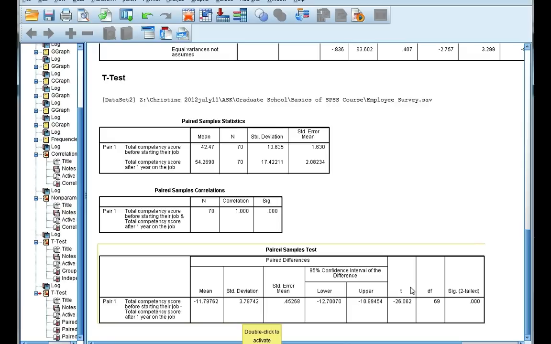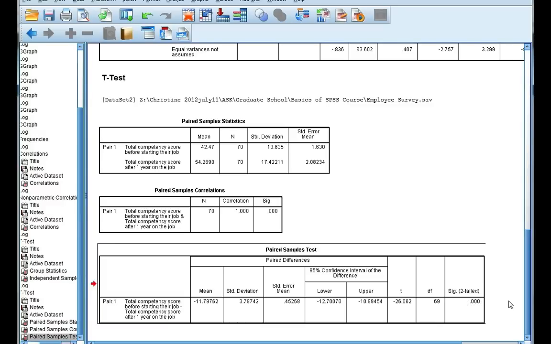My t-statistic is the main thing I'm looking for, and it's quite large and negative. It's minus 26.062, and that correlates to a very small significance value of 0.000. Now, we never say that this is zero, because it's not equal to zero. There's probably some digits there to the right that we just can't see. So what we usually say is that the significance value, or the p-value, is less than 0.001. And all that means is that it's very small and it's less than 0.001, but it's not equal to zero.